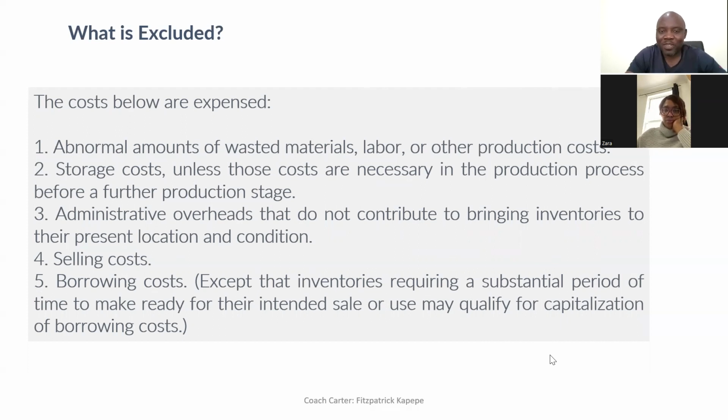Abnormal amounts of wasted materials. So this cost will actually not be part of the inventory cost. The abnormal cost, I'm sure you should remember in costing, there used to be abnormal loss, normal loss, abnormal gain. So anything abnormal, you cannot factor it as part of the costing of this inventory. What it means then is that there were some excesses that you could have managed to control, but you didn't. So it's on you. It should not be part of the cost of inventory.